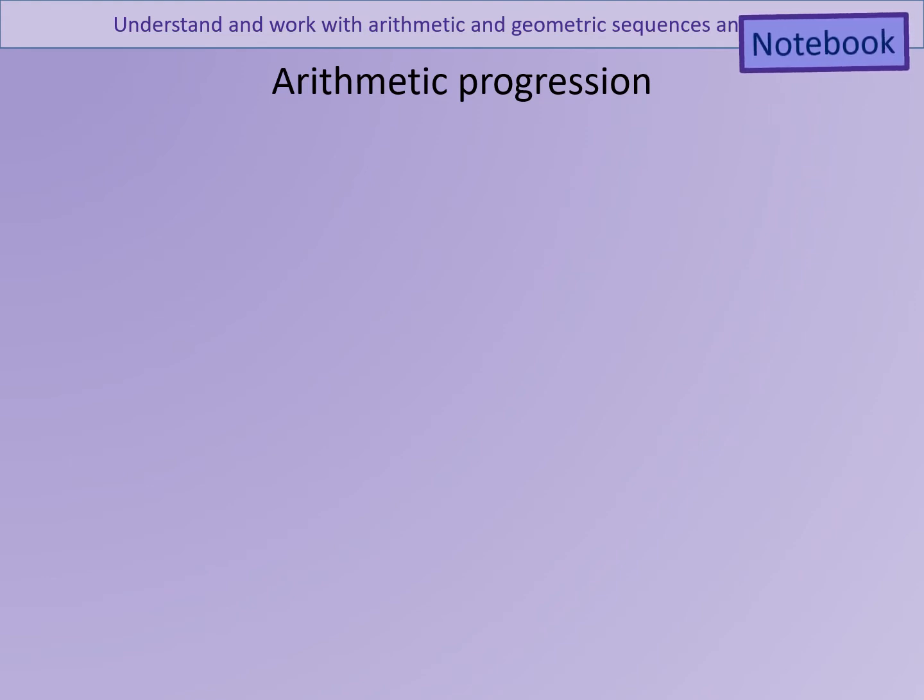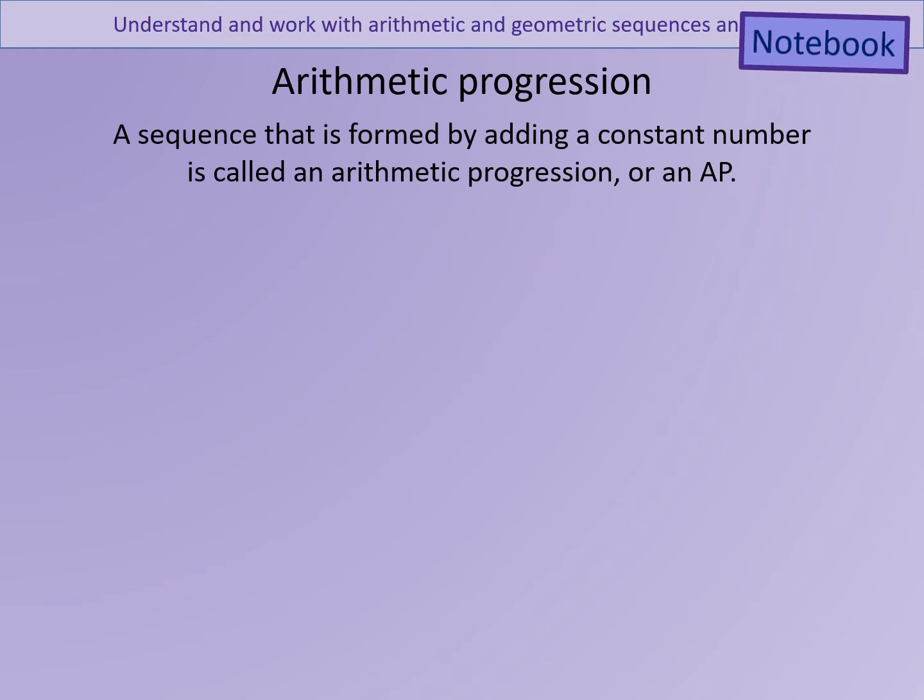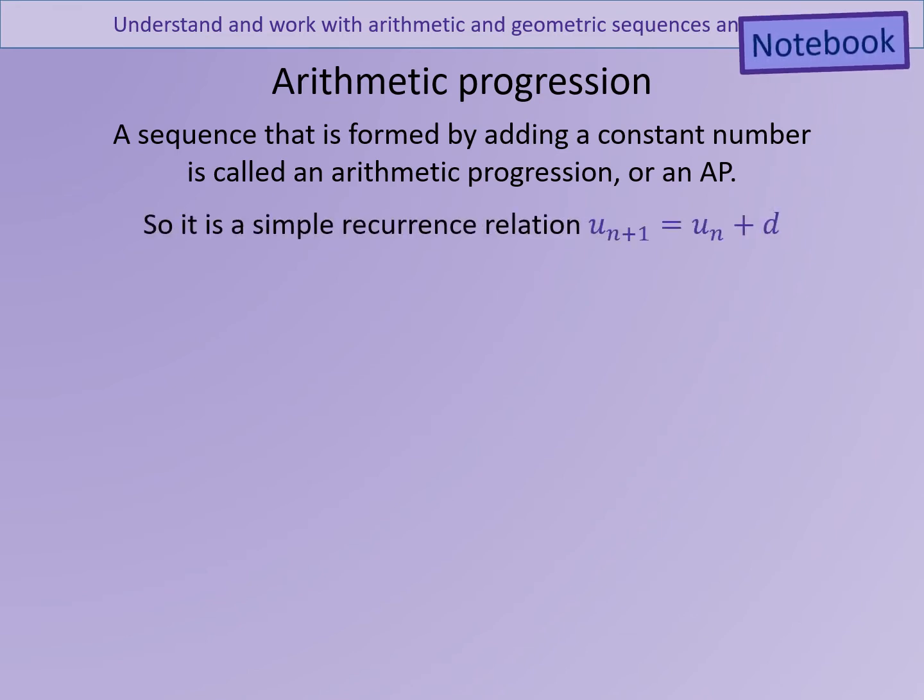So first we're going to look at arithmetic progression. This is where a sequence is formed by adding a constant number onto the previous term to get to the next term. We sometimes shorten arithmetic progression to AP. So its recurrence relation is quite a simple rule. It's U_{n+1} equals U_n plus d. In other words, to get to the next term, take the term before it and add on a constant d.